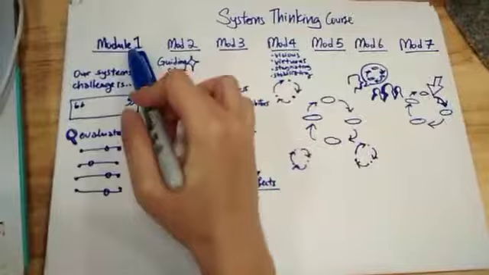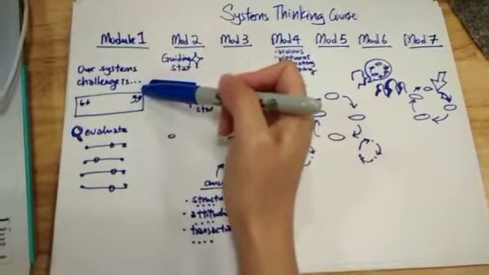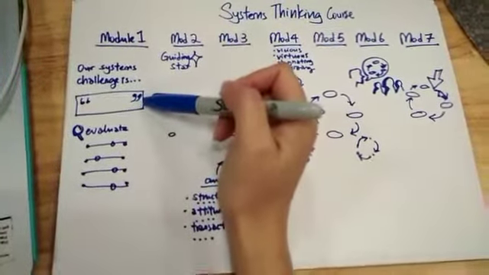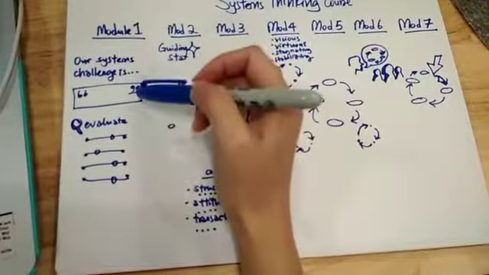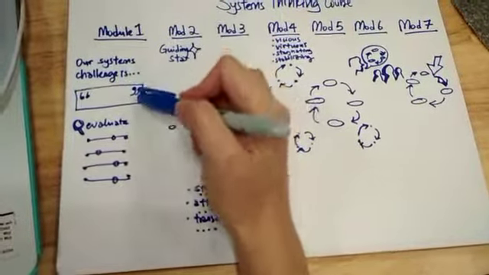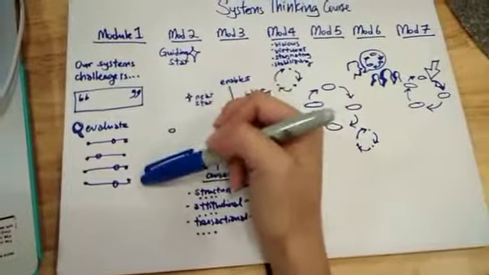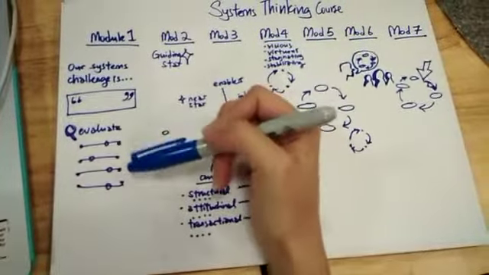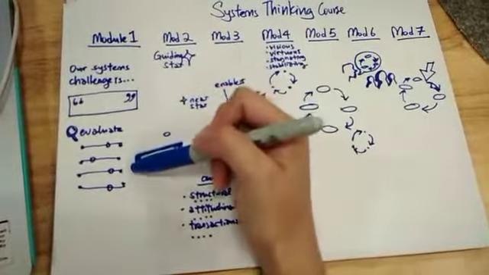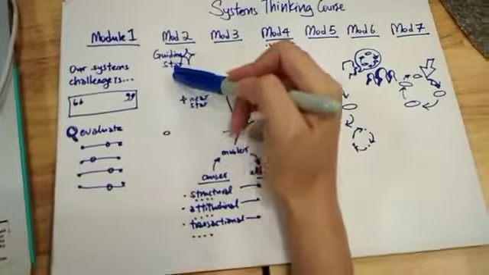Okay, so here's a short overview of the whole systems thinking course. First, we start with module 1, where we define our systems challenge. So our systems challenge has to do with education. Then we evaluated the challenge that we have to see if it's complex enough to apply systems thinking to it. So because our topic was complex enough, then we went on to module 2.